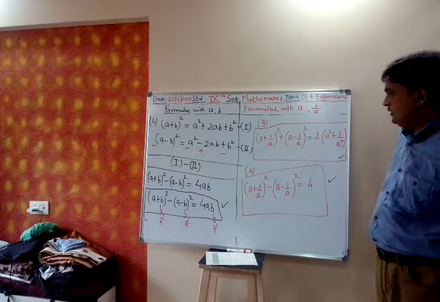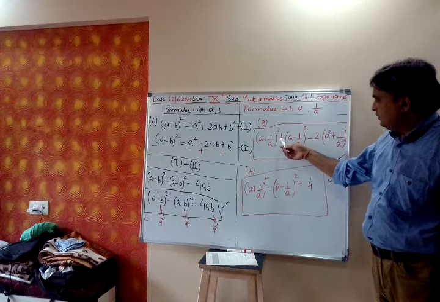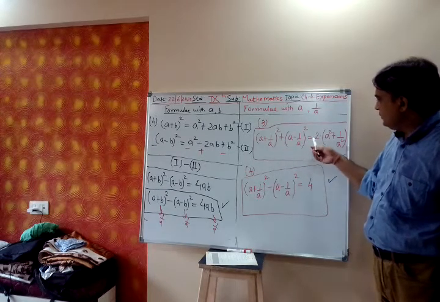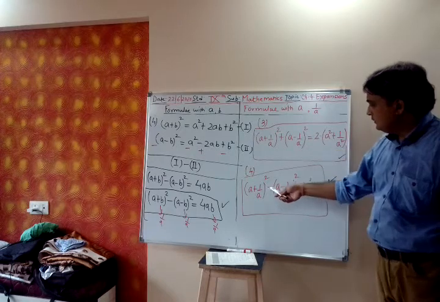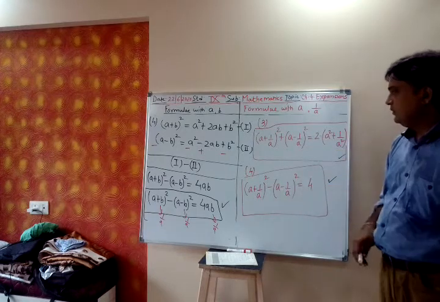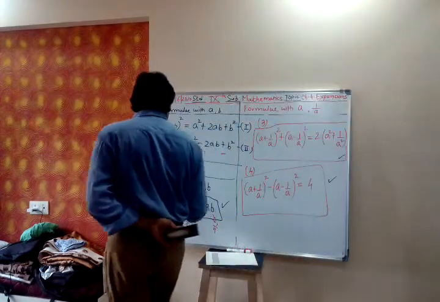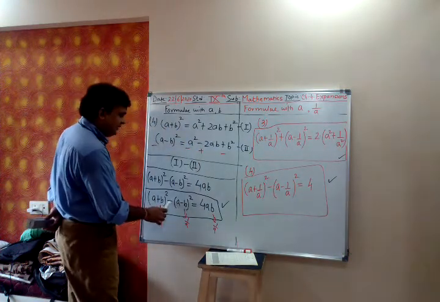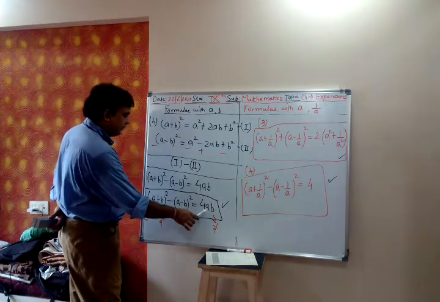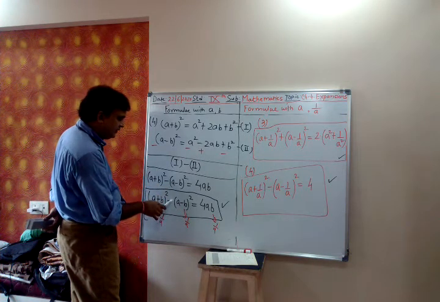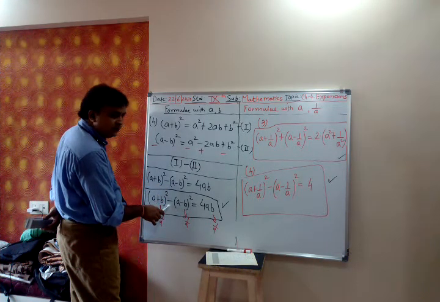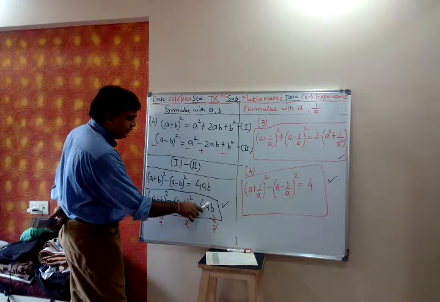So what is the important observation? When you write plus sign, it becomes 2 times a square plus 1 upon a square. When there is minus sign, it becomes 4. In ab, when there is minus sign, it is 4ab. When there was plus sign in the third one, it was 2 times a square plus b square.